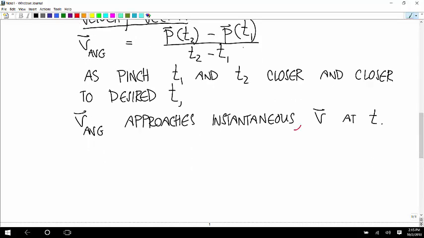And just like in 1D, this is the only one we care about. This is the important one to us, the instantaneous velocity. And so again, if I talk about the velocity vector and I don't say anything about average or instantaneous, I'm talking about instantaneous. If I ever want average velocity, I'll say that specifically.